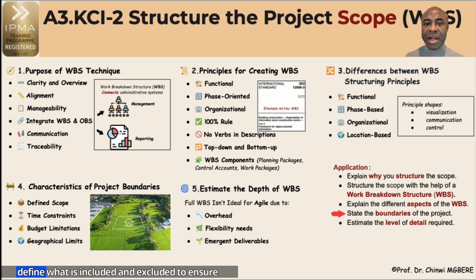Clearly define what is included and excluded to ensure everyone's on the same page. For example, our project includes construction of the building envelope, but tenant fit-outs are out of scope and handled by a separate team. Estimate the level of detail required and use light work breakdown structure for agile projects.